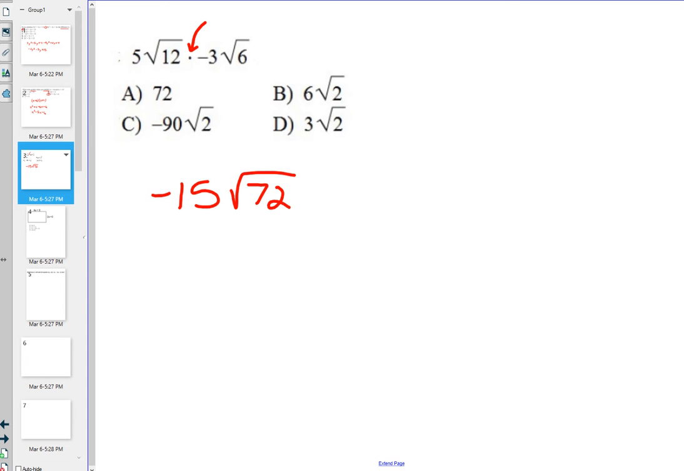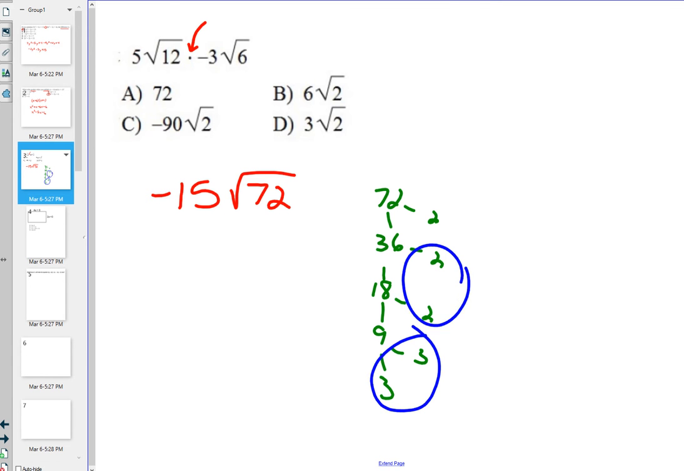Wait, but I don't see that answer there. Well, yeah, neither do I, but even if you did, that still wouldn't be it because this can still be simplified. What can we still do? Yeah, that's exactly right. Factor it. Good. So 2, 36, 2, 18, 2, 9, 3, 3. So I can bring out a 3 and I can bring out a 2. 2 times 3 is 6. 6 times the 15 that's already there is negative 90. And the square root of 2 stays on the inside.